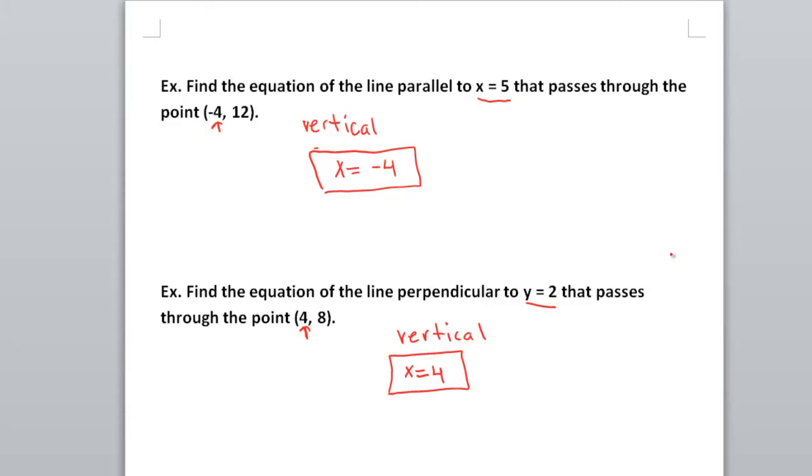So these two problems were kind of simple. We used the fact that all vertical lines are parallel for this one. And for this one, we used the fact that if our line is horizontal, the line perpendicular to it must be vertical.